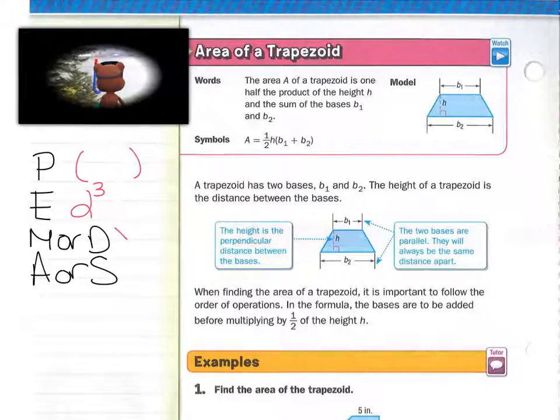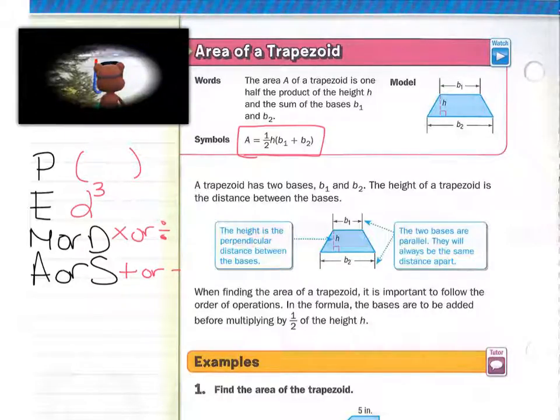Here we multiply or divide whatever comes first, and then we add or subtract whatever comes first from left to right. So when you are solving a trapezoid problem, you would do parentheses first, no exponents, then you would multiply times the height and the 1/2. Okay, so that's what you should do always.